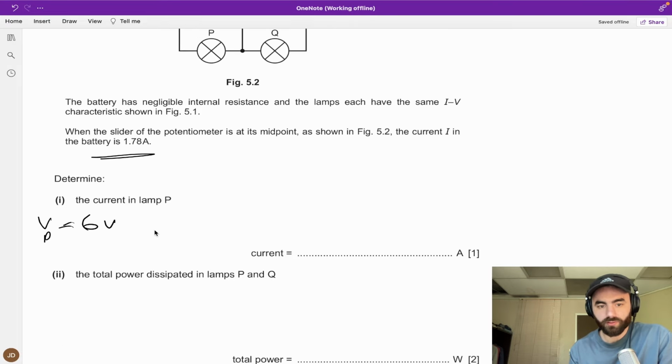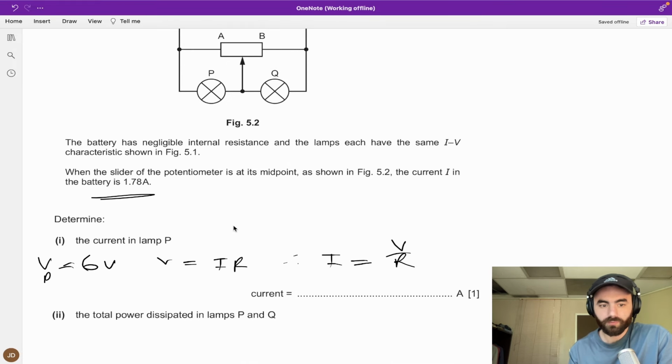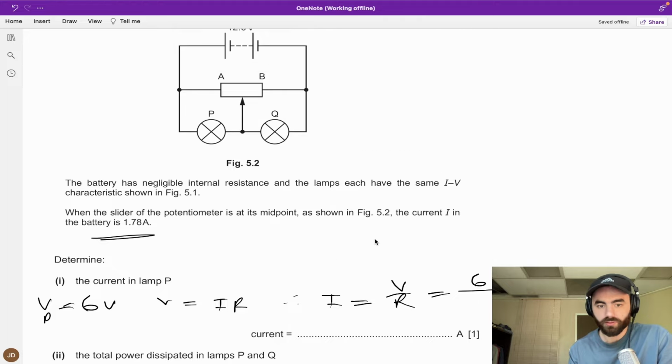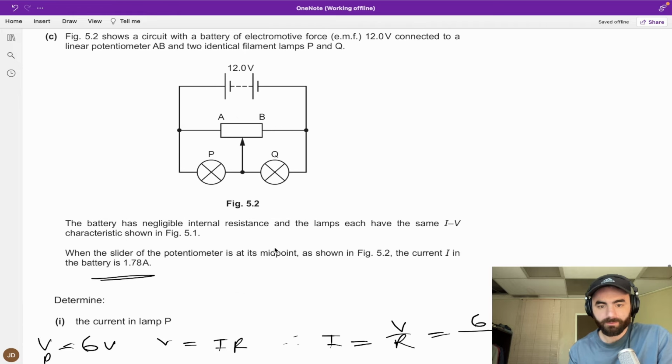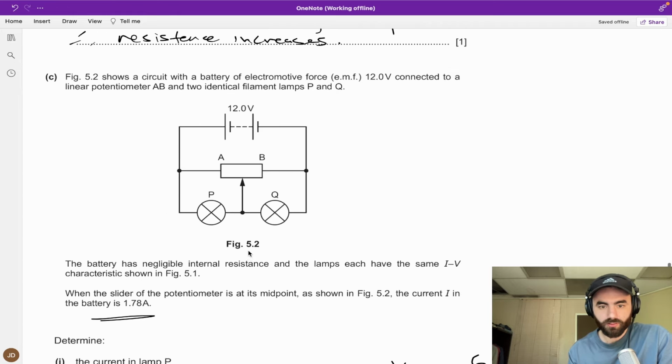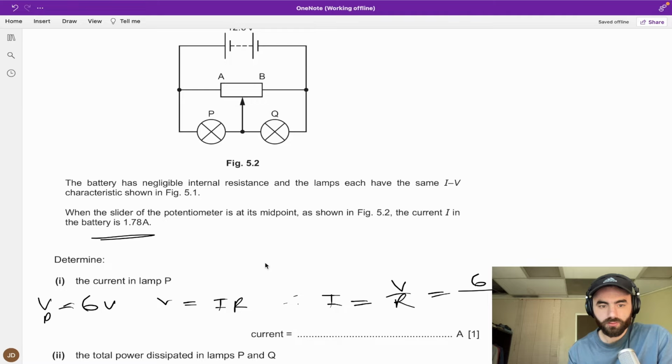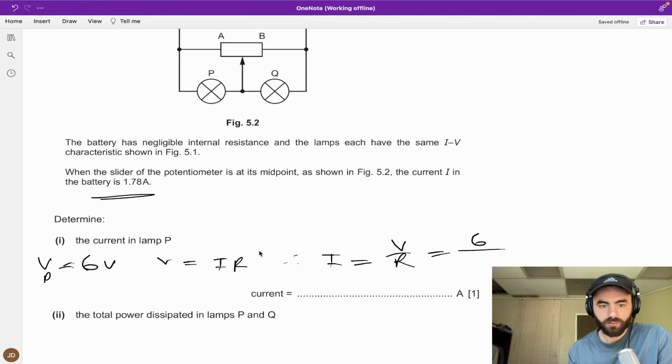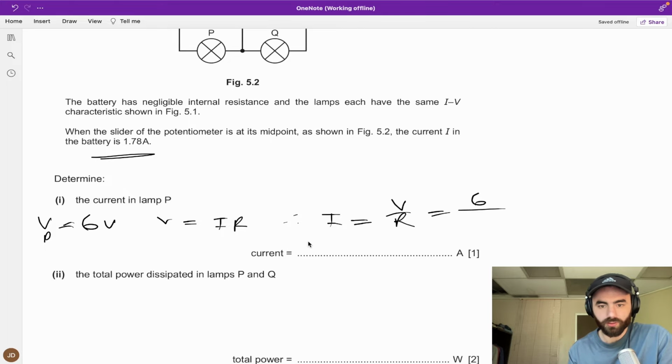So therefore the current, V equals IR, therefore I equals V over R. This is equal to 6 over the resistance. What is the resistance? Well, determine the current in the lamp, P.